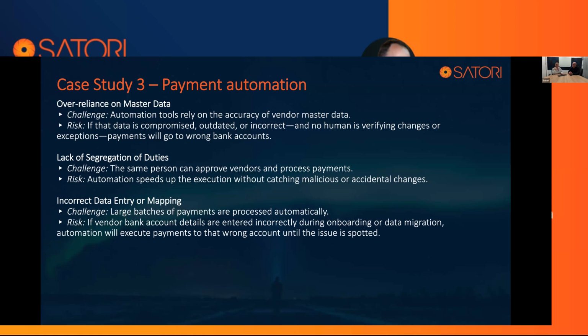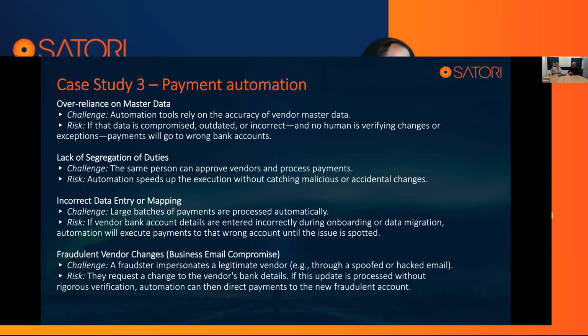And the last one. The first three were mostly around errors and oversights, and the last one is fraudulent vendor changes. That's something we see from time to time, not very often, but several times a year, where business email compromise happens and a fraudster provides incorrect or fraudulent details to the company, and then they pay money to the fraudulent account.